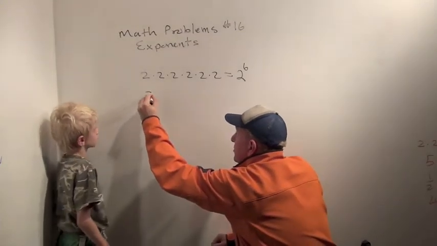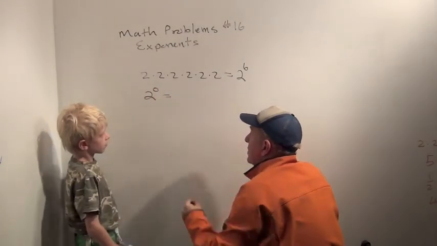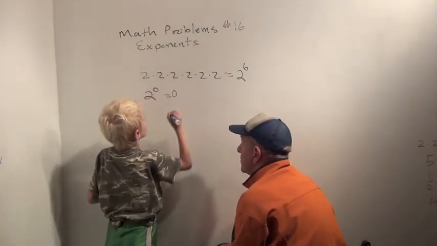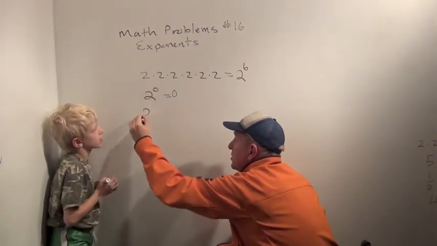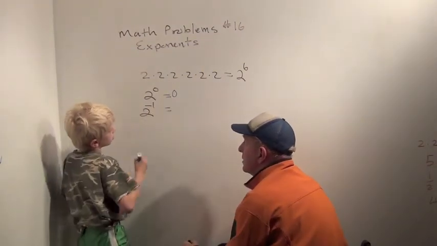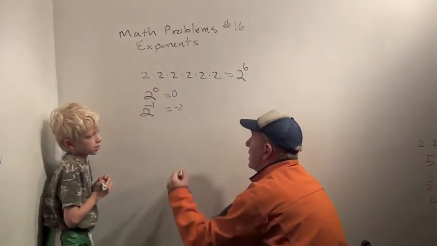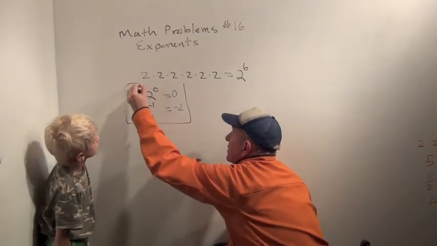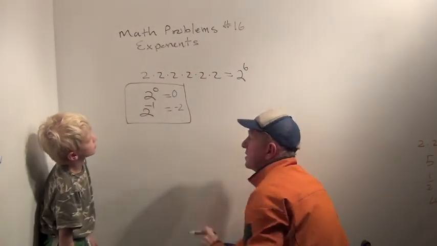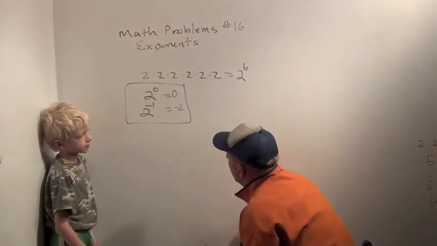So what do you think 2 to the 0 is going to be? Probably 0. Okay, and what do you think 2 to the minus 1 is going to be? Probably minus 2. Okay, so those are going to be our guesses, and let's see if we can see a pattern. Maybe we'll understand this.